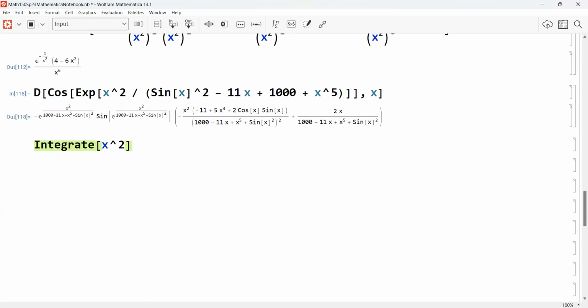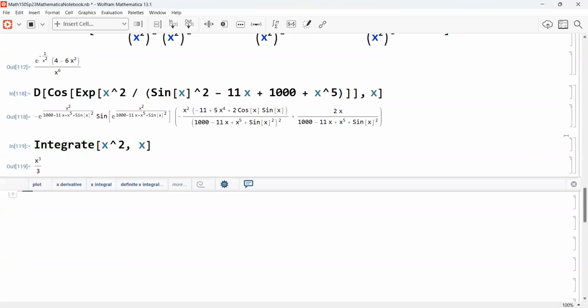X cubed over 3 or 1/3 x cubed, or maybe even a plus c. So for the exam, it's the material we've covered, but you also have to know how to do basic integrals, basic derivatives. Do you think this integrate command is correct, or do you think it's missing something? Yeah, with respect to what variable? Let's integrate with respect to x. And I get x cubed over 3.